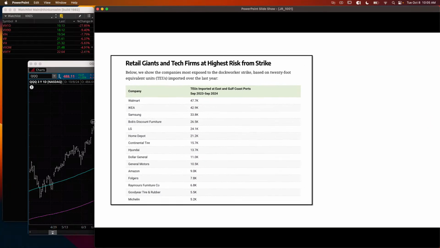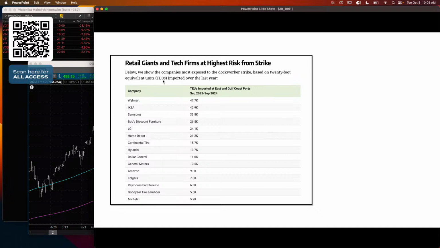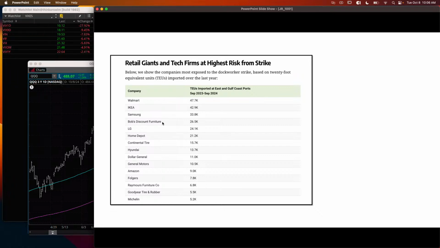We had a discussion in our Discord about how to take advantage of the port shutdown. Now, this has all been resolved, so this actually isn't really a thing, but I also found this pretty cool. We look at the retail giants and the tonnage that's come in from the East and Gulf Coast ports. If we take it for the last year, Walmart has got the biggest tonnage going through, IKEA, Samsung, Bob's Discount Furniture. Very surprised to see Bob's Discount Furniture up here, LG, and Home Depot.